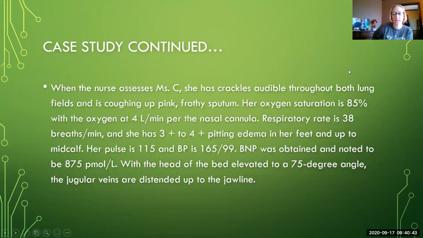So when the nurse assesses Mrs. C, she has crackles audible throughout both lung fields, coughing up pink frothy sputum. Oxygen is 85% at the 4 liters per nasal cannula. Respiratory rate is 38. She's got 3 to 4 plus pitting edema in her feet and up to her mid-calf. Pulse is 115. Blood pressure is 165/99. BNP was obtained and noted to be 875. With the head of bed elevated to 75 degrees, the jugular veins are distended up to the jawline. All right, so we've got a lot of information here, but what is some additional information that we might want to look up? What else do we want to know?